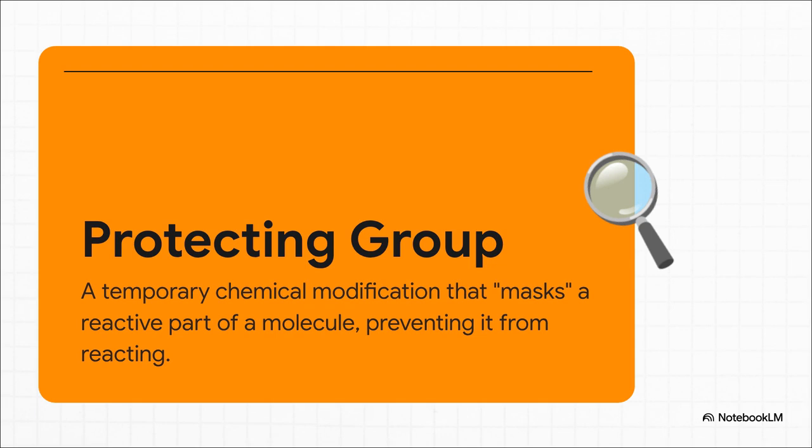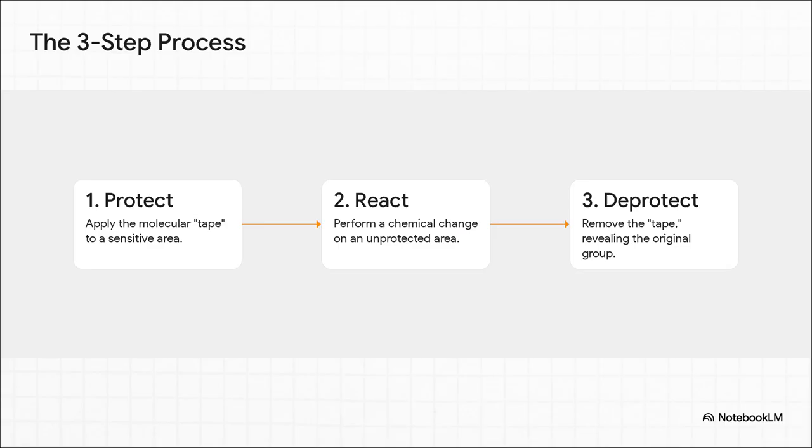So at its heart, a protecting group is just a molecule you stick on purpose to block a specific reactive spot. Think of it as a temporary shield. You put it on, and it basically makes that part of the molecule invisible and inert to any other chemicals you throw in. And the whole strategy follows this really beautiful, logical three-step process. It's like a little dance.